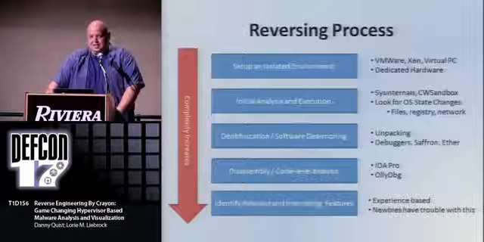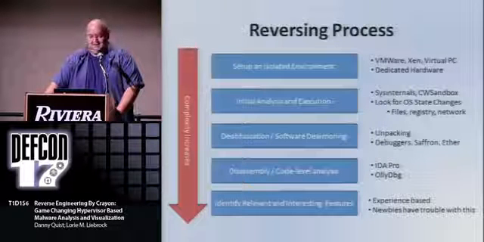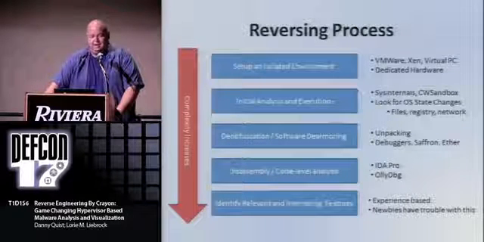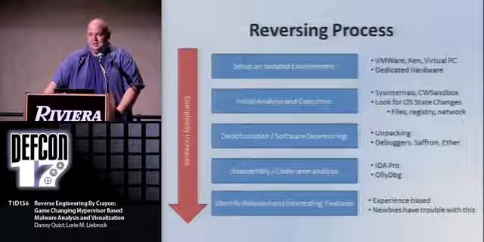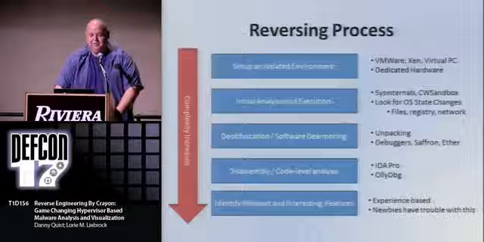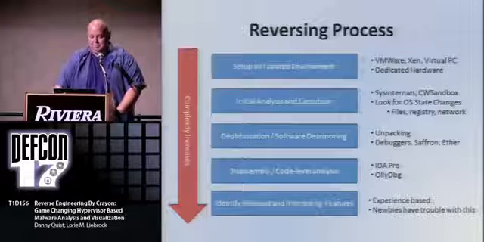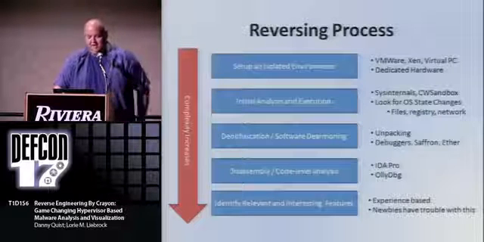So the first thing that I do is I set up an isolated environment. This is something like VMware, Xen, virtual PCs, some sort of dedicated hardware. Then we get into the initial analysis, and this is using the real high-level tools like Sysinternals to look for system calls and monitoring any sort of operating system state change. The next one is removing deobfuscation and de-armoring a program. So this is unpacking using debuggers, Saffron, or Ether. And then we get into disassembly. So this is with IDA Pro or OllyDbg or dumpbin if you're so inclined.